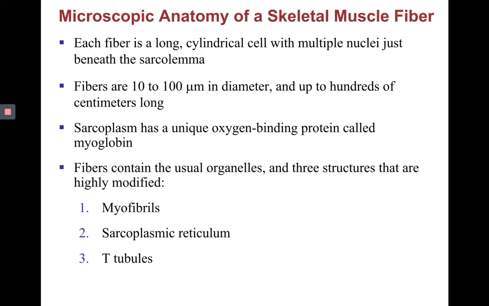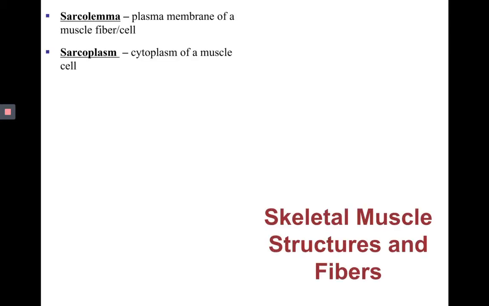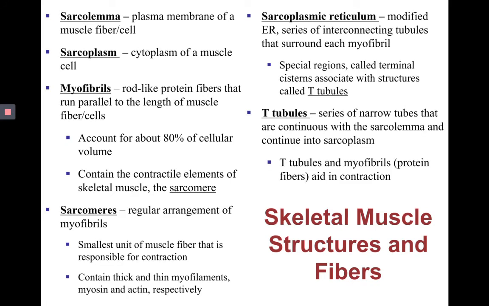So let me review those again. Myofibrils, they are rod-shaped proteins that contain actin and myosin, which are the myofilaments. The sarcoplasmic reticulum is a specialized endoplasmic reticulum. And T-tubules are structures we see in specifically skeletal muscles and their cells, and they are continuous with the sarcolemma, meaning that the plasma membrane of a skeletal muscle fiber and T-tubules are connected. So let's just kind of review that terminology. This is kind of a cheat sheet for skeletal muscle. So sarcolemma, plasma membrane of a muscle fiber or cell. Sarcoplasm, cytoplasm of a muscle cell.